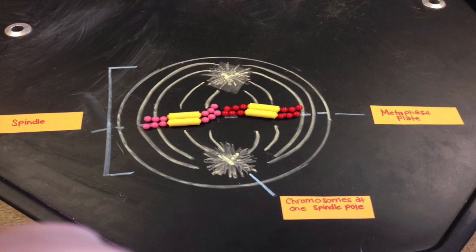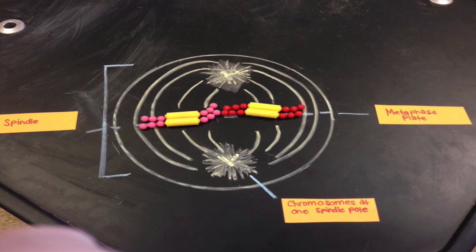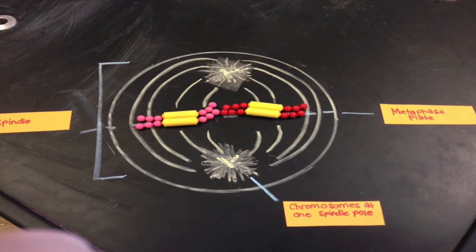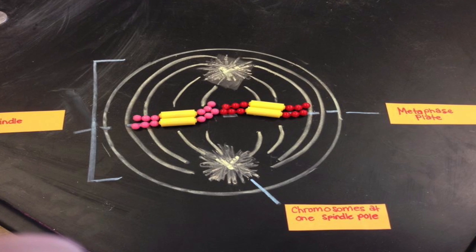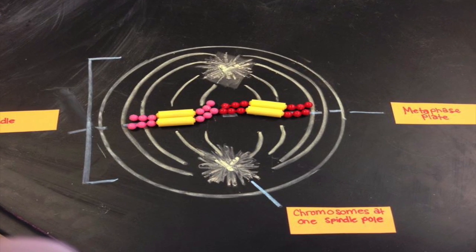It is now time for metaphase to begin. It is the longest stage of mitosis. The centrosomes are now at the opposite poles of the cell, and the chromosomes line up on the metaphase plate. This phase was about 20 minutes long.